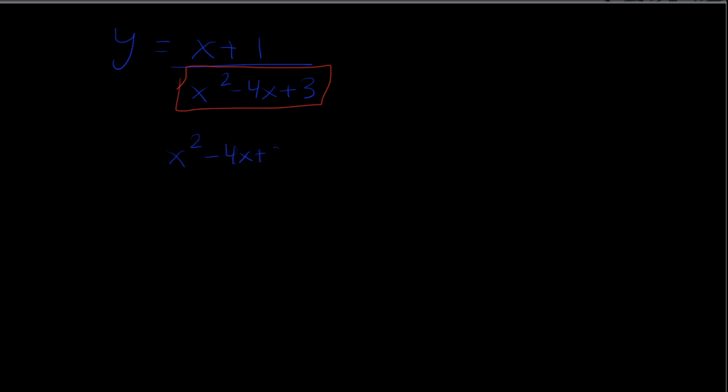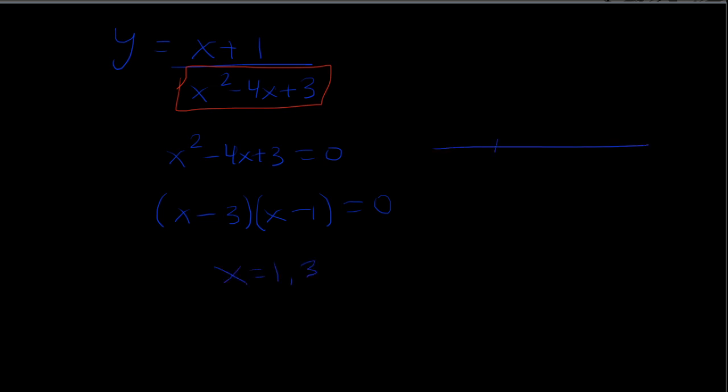Next, we're given y equals x plus 1 over x squared minus 4x plus 3. Again, we're going to look at when x squared minus 4x plus 3 is equal to 0. We can factor this actually. It's going to be x minus 3 times x minus 1, and that gives us x equals 1 and 3.